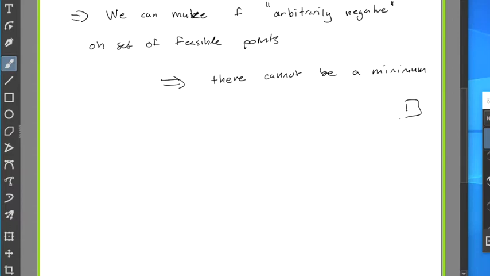I mean, if the function is constant, any point is a maximum and a minimum, but that's also the only case where any point is both a maximum and a minimum at the same time.